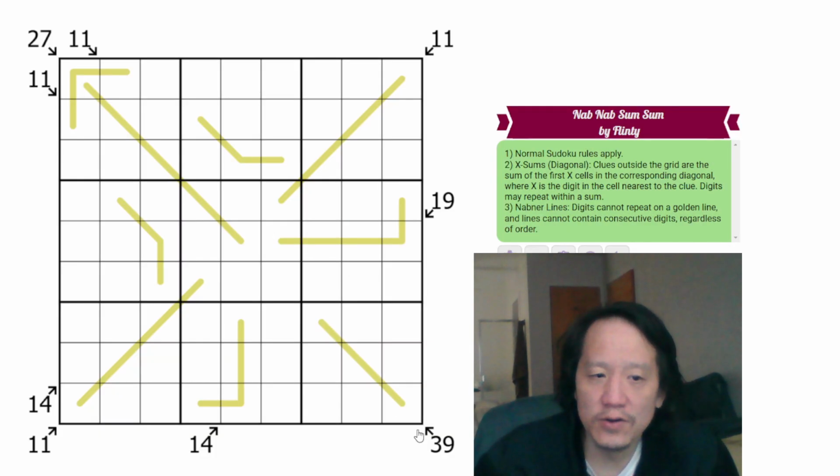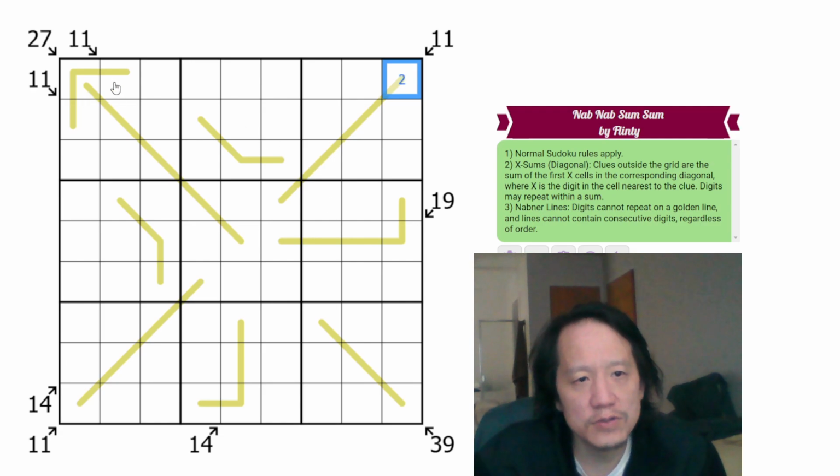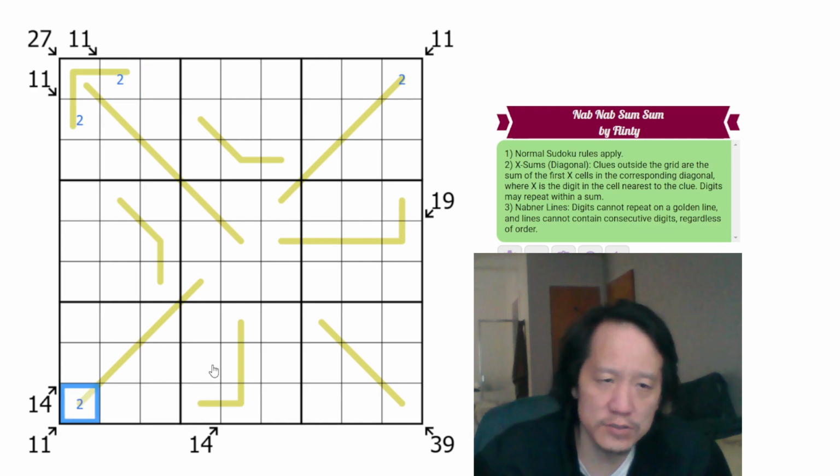Let's go. Okay, so for a Nabner line, obviously these diagonals cannot be 1. None of the diagonals can have a 1 anywhere on it, because it adds up to more than 1, right? The 11s could have a 2 on it. That's it, though. So this could be 2. These could be 2. This could be 2. They could also be 3, but they cannot be 5.